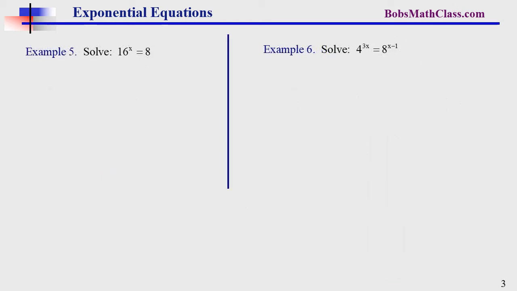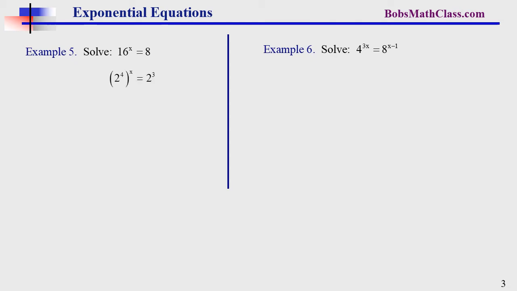All right, here we go. 16 to the x equals 8. Can you rewrite 16 with a base of 8? No, not 8 to the 2, because 8 to the second power is 64. So we're going to have to change both of them.